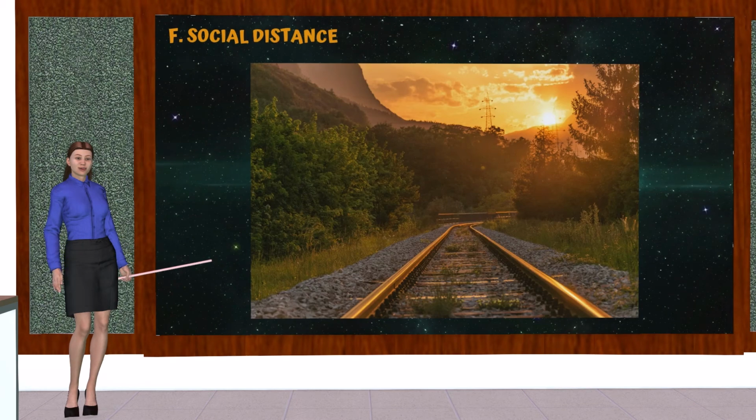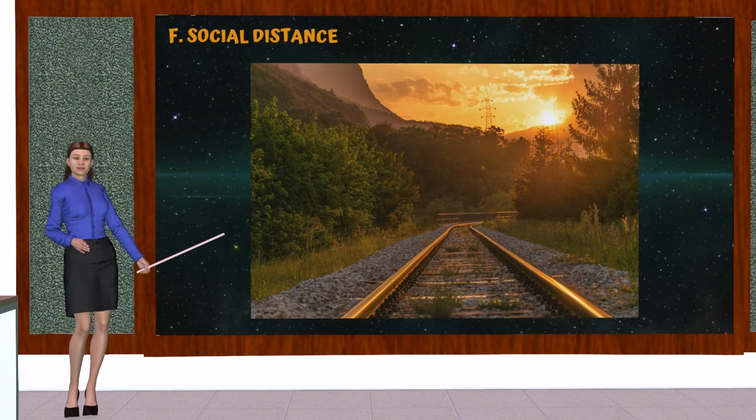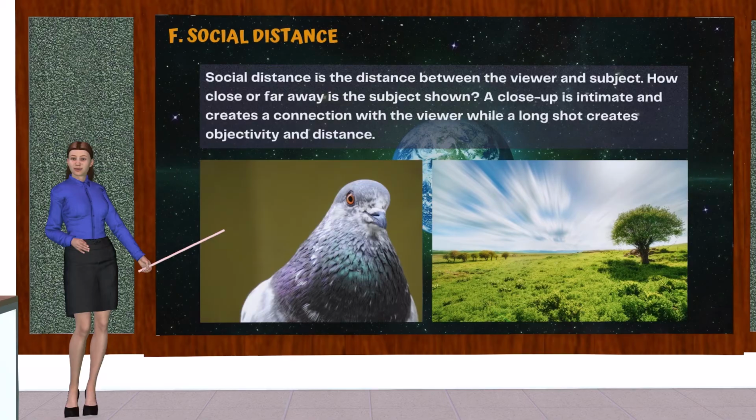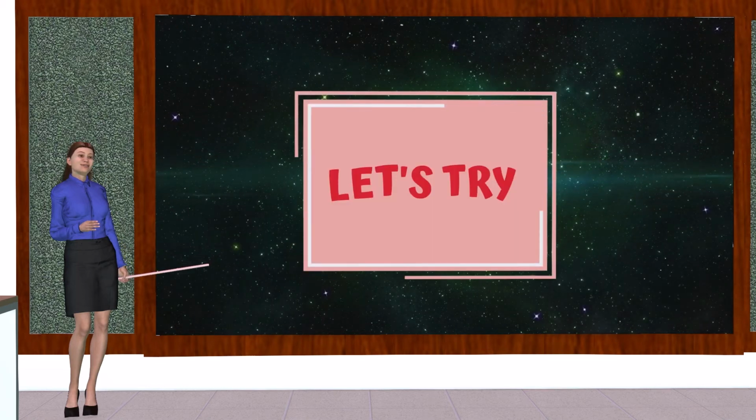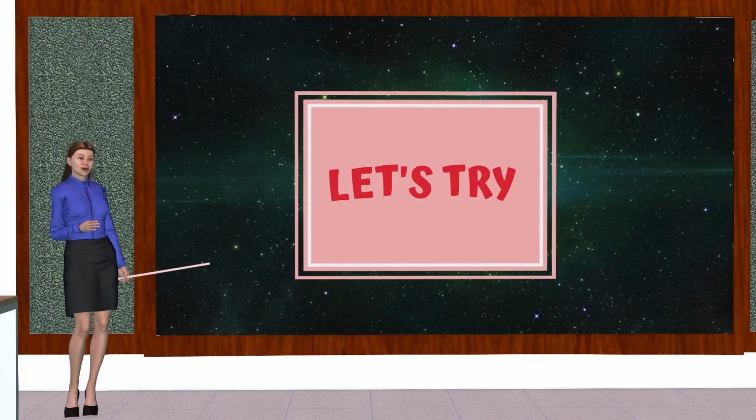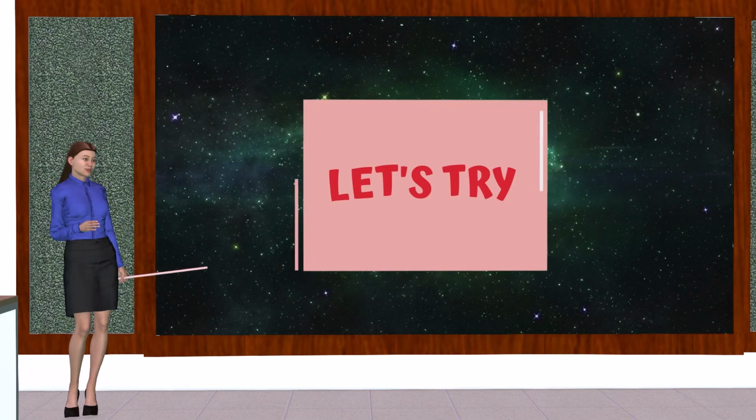The last visual element is the social distance. When we say social distance, it is the distance between the viewer and the subject. How close or far away is the subject shown? A close-up is intimate and creates a connection with the viewer, while a long shot creates objectivity and distance. Now that you know the different visual elements, let us try to interpret the given visual image based on your own understanding.